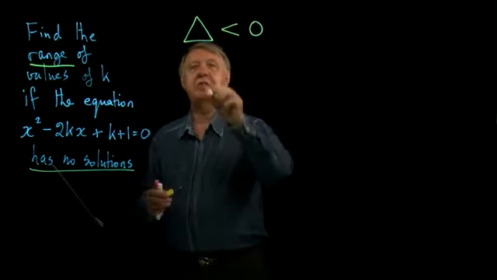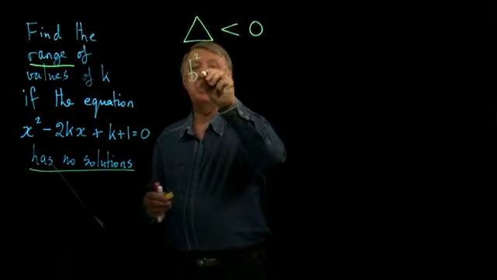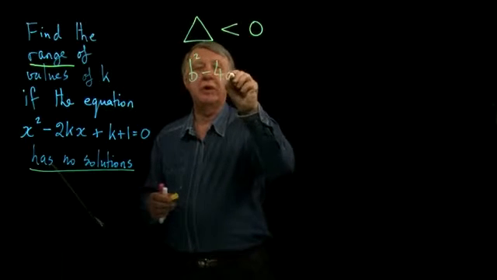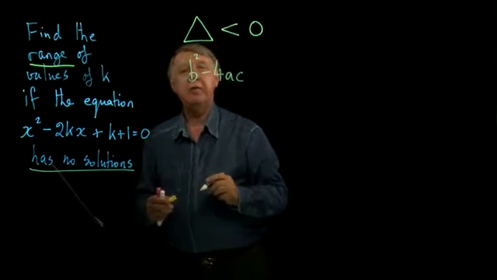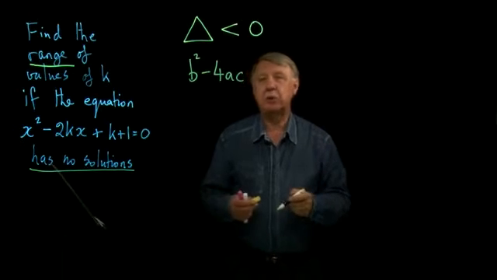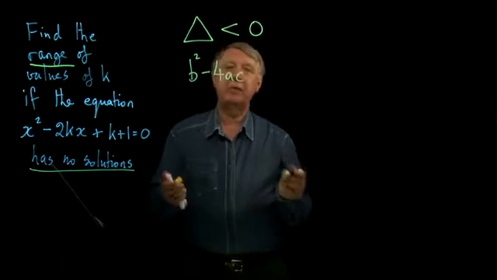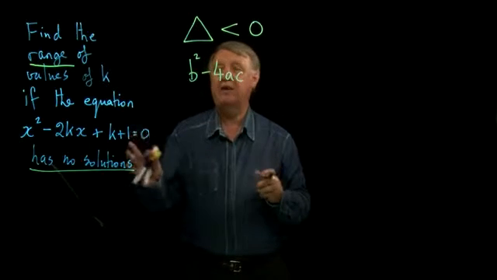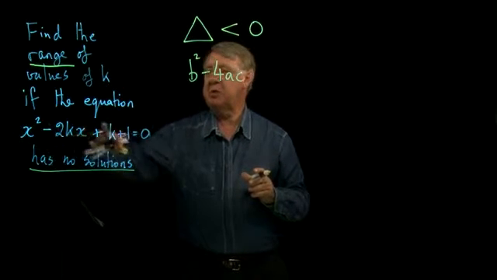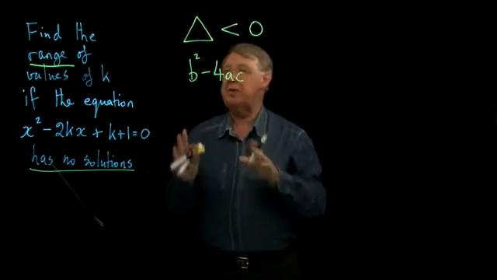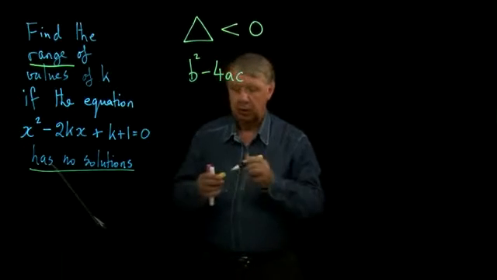How do we use the discriminant? Well, we know the discriminant is b squared minus 4ac. So therefore, I need to know what a, b and c are. You might think, oh, that's pretty easy. But again, because of the mixture of k's and x's here, you have to be very, very careful.